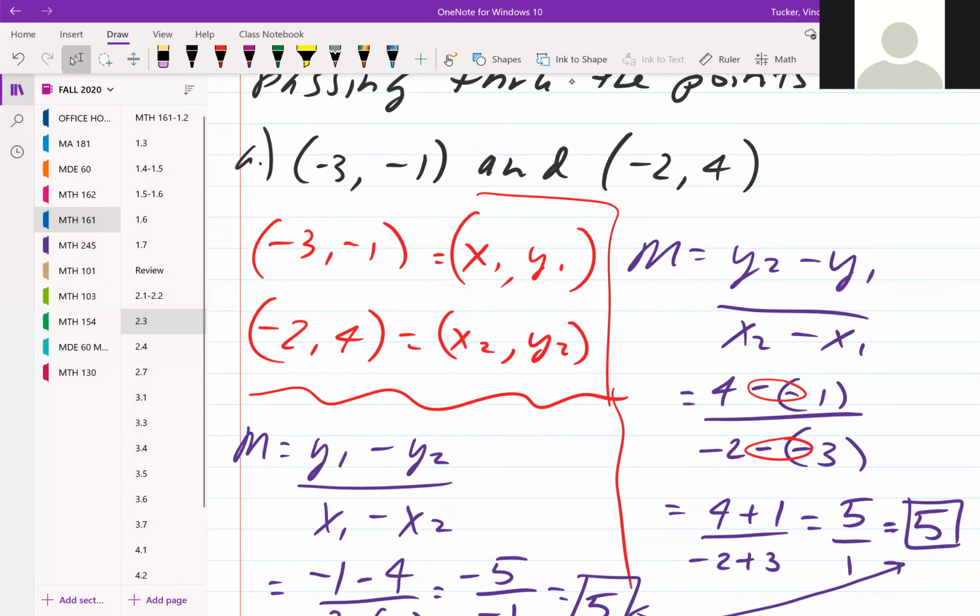Negative to a negative turns positive. So I have 4 plus 1 over -2 plus 3. Adding those together, I have 5 over 1, which is just 5.